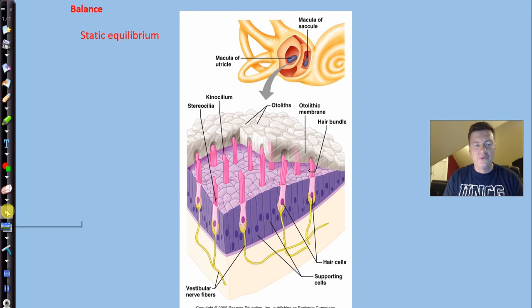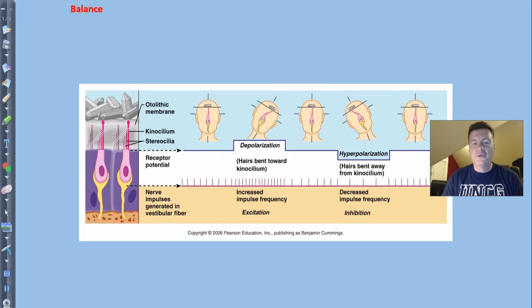Let me show you here. So this just shows you if your head is in the complete upright position, then there really is no nerve signal, and your nerve impulses that are generated are going to be very stable. Your brain interprets this pattern as their head is in a straight position.